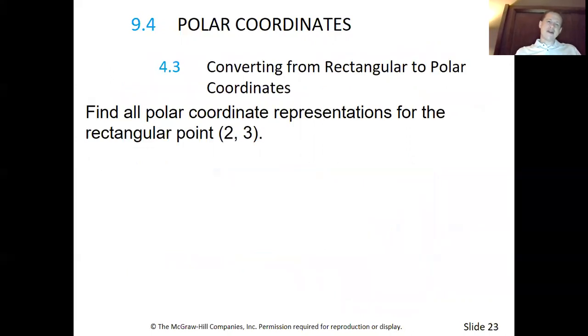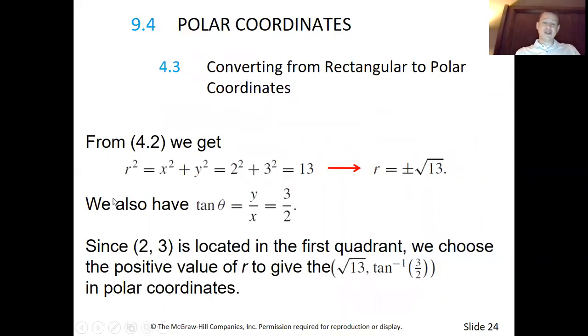Okay. Find all the polar coordinates for the rectangular point 2, 3. So 2, 3 is x comma y. So the first thing I need to do is get r. Okay, I need r and theta. So r squared is x squared plus y squared. That's the Pythagorean theorem, or r is the square root of x squared plus y squared. 2 squared plus 3 squared is 13. So r must be plus or minus the square root of 13. In practice, again, I would just say r is positive. If they give you a choice, just make r positive, make your life easy.